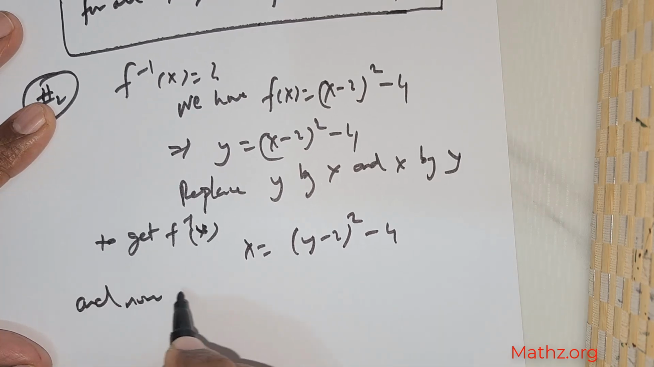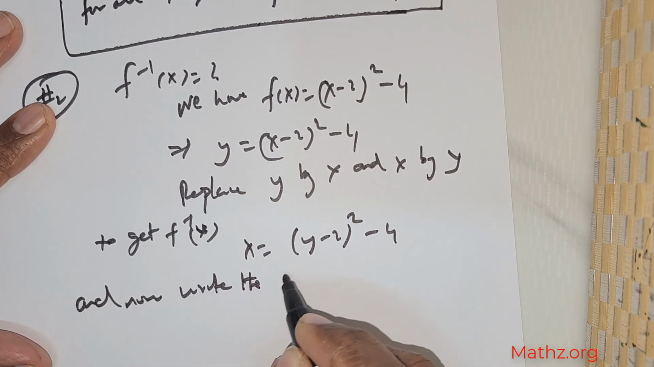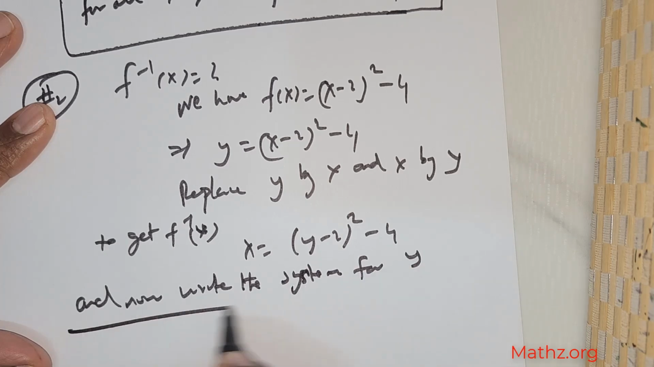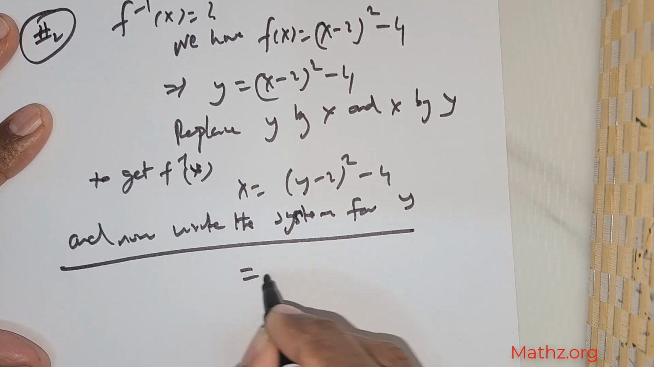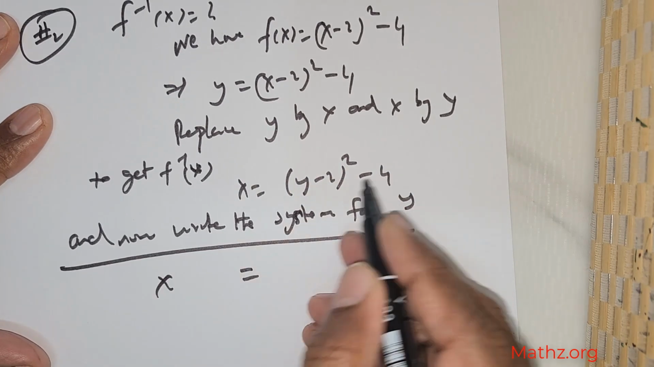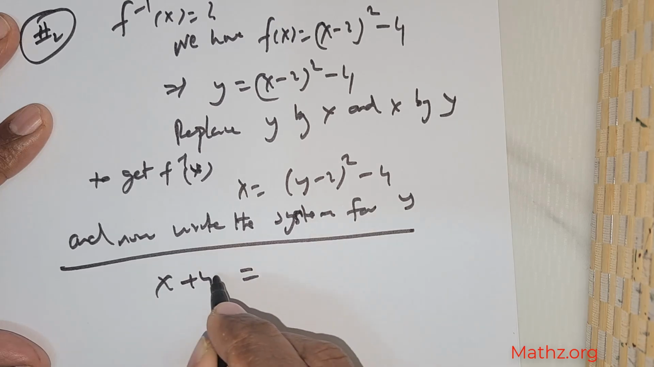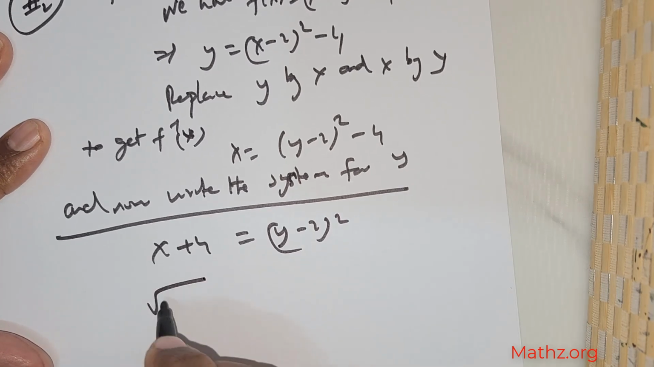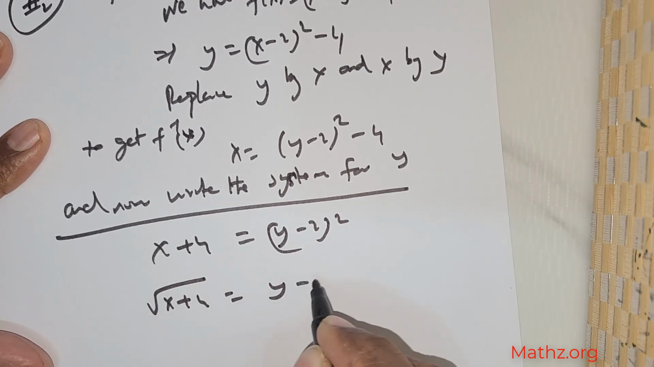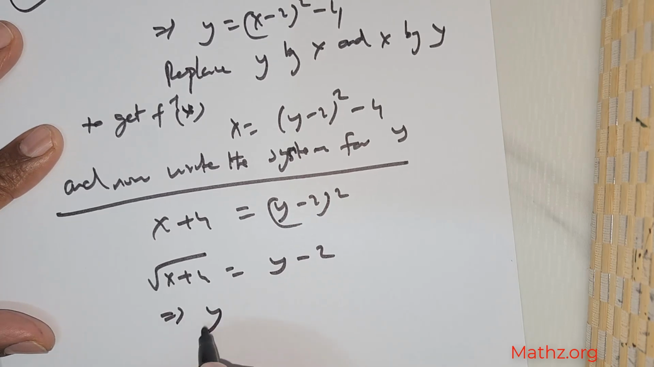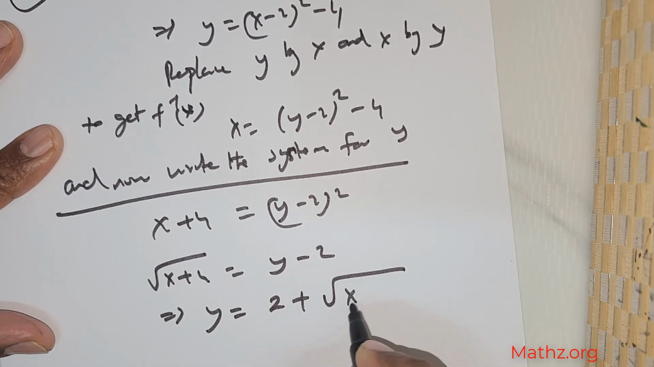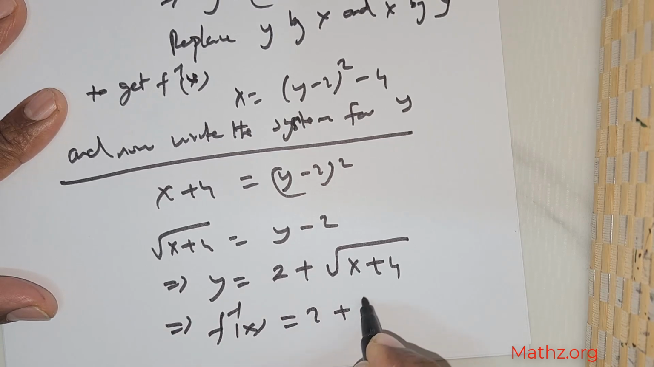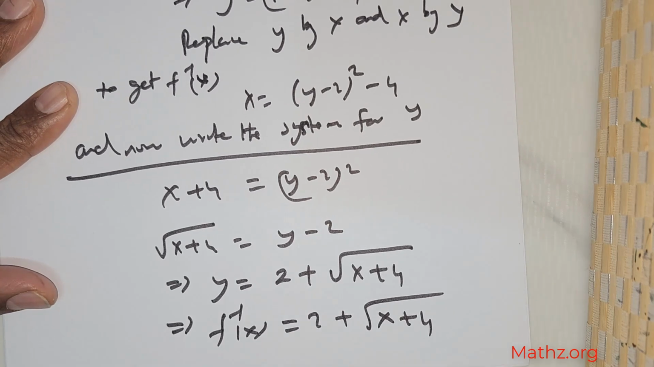And now write the system for y. So I need to get the y out. So this is going to be, x, minus 4 goes to the other side, will be plus 4, and this is (y - 2)². So you take the square root on both sides, you get root of (x + 4) is equal to y - 2. So this means y = 2 + root of (x + 4). Which means f inverse of x is equal to 2 + root of (x + 4).